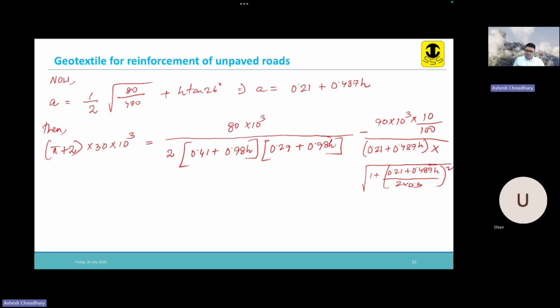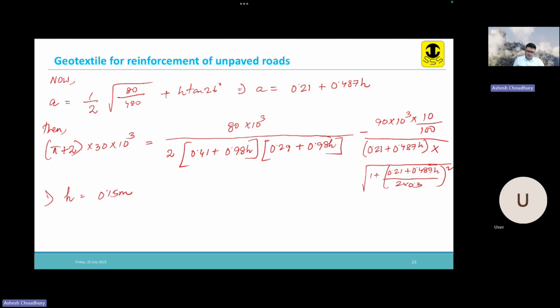Now what you do, you do some trial and error. You put some different values of H and you see at what value of H your left hand side and right hand side become equal. Keep on putting trial values of H and find for which H value the left hand side and right hand side become the same. So when you do that, you will see that your H will come out as well.